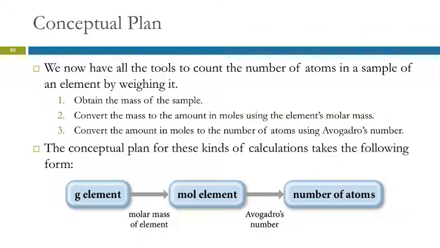So now we have everything we need to go from a mass of atoms to number of atoms, or a number of atoms to mass. And so here's the general plan. You can convert grams into moles and moles into the number of atoms. And these are our conversion factors. The molar mass of the element on the periodic table, Avogadro's number, always the same. We could also go the other way, atoms to moles to grams.